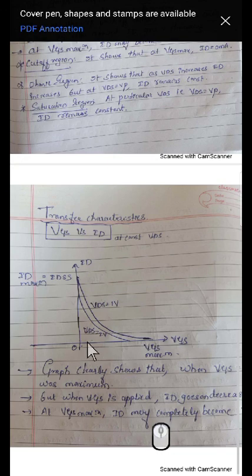See, VGS is 0 at this point. When VGS is not applied, ID is going to have a maximum value. As you go on applying VGS, this ID keeps on decreasing, and it may become 0 for the maximum value of VGS. So this first curve you can see for a particular value of VDS.